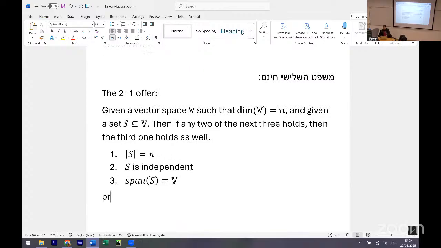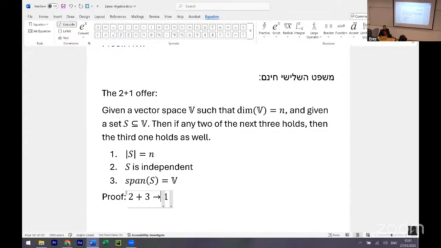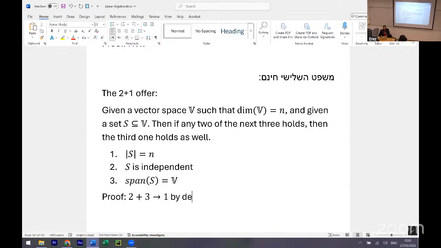Proof. So 2 plus 3 implies 1 by definition, right? If S is independent and spans everything, then it's a basis. Therefore, the number of elements should be the dimension. That's the definition of dimension.